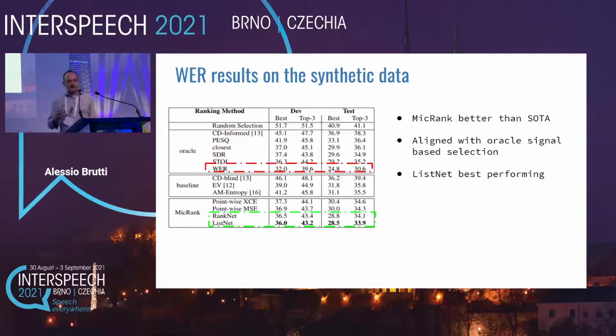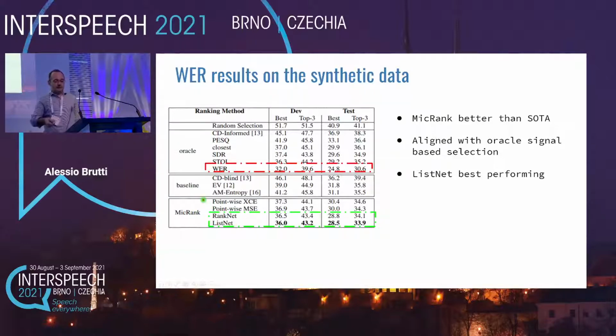Okay, so these are the results on the synthetic data. So in red, you see the upper bound, the Oracle based on the word error rate, the bottom part of the table. In the bottom part of the table, you have our MicRank learning to rank strategies. So you see that our approaches are better than the current state-of-the-art methods, so we improve over that. Also, the order of the learning to rank strategies is what we are expecting. So ListNet is the best one, and then followed by RankNet, and then the point-wise training.